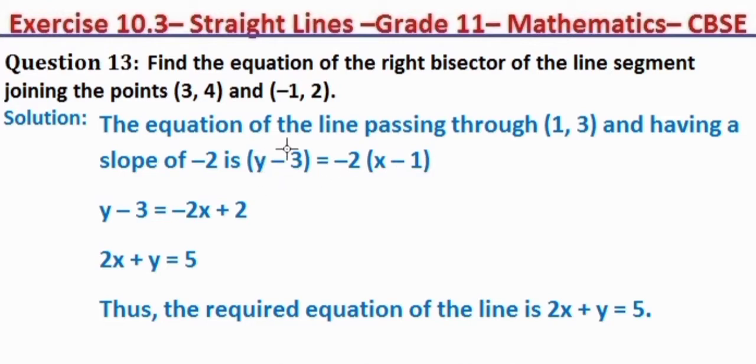So y1 is 3. So y minus 3 is equal to, slope is minus 2, x minus x1. x1 is 1. So x minus 1. So minus 2 distributing inside. So minus 2 into x is minus 2x. Minus 2 into minus 1 is plus 2.